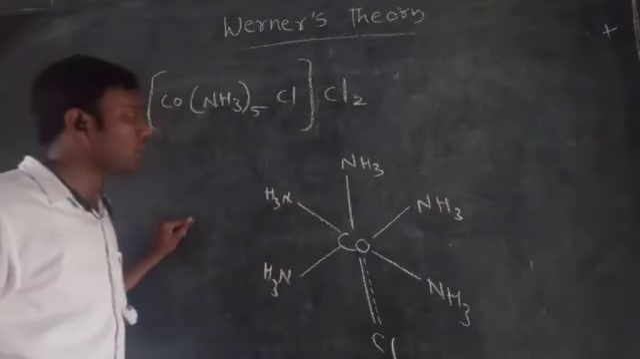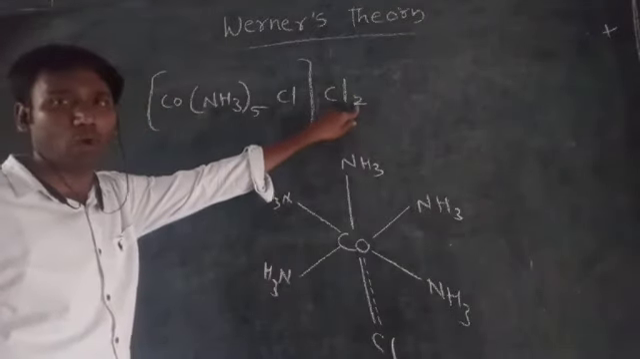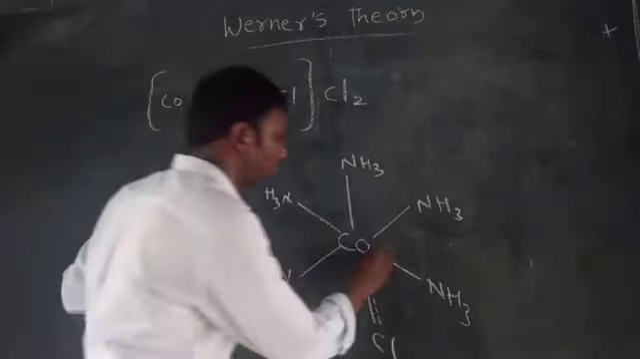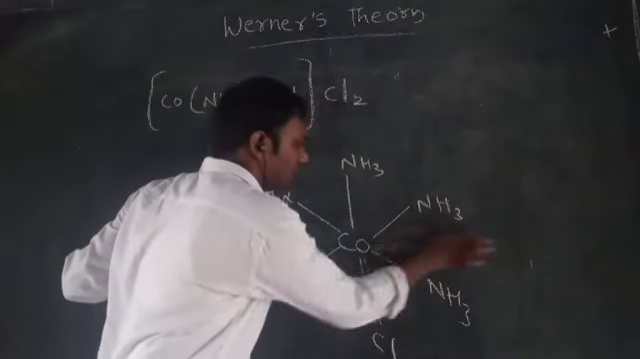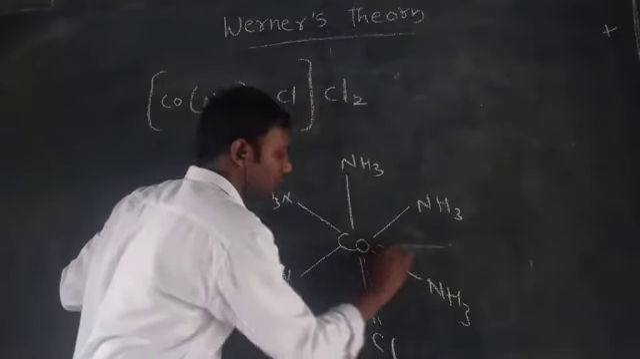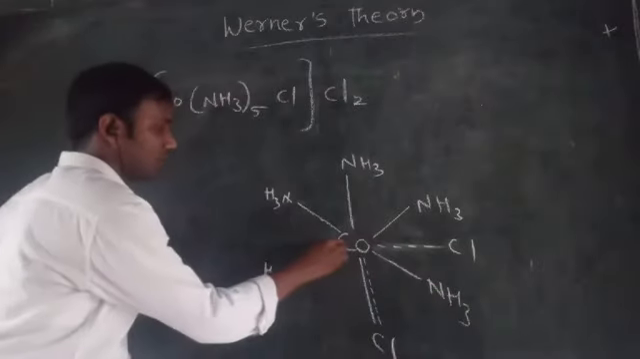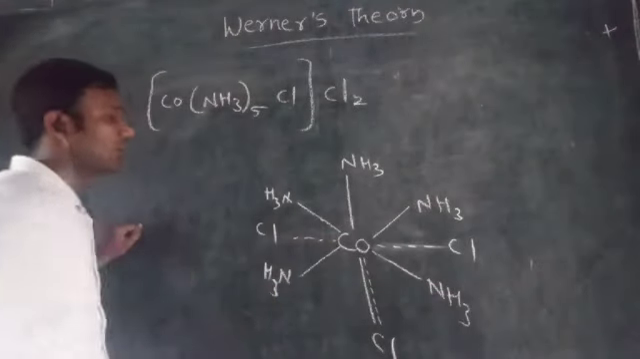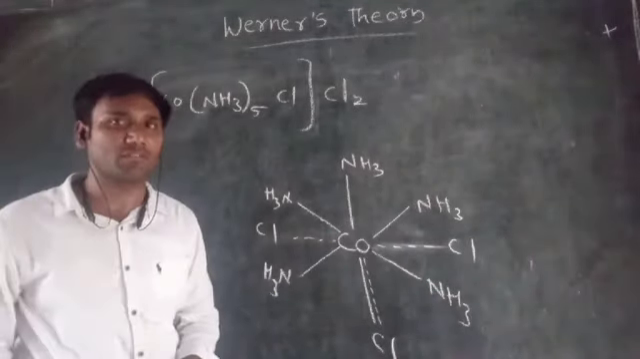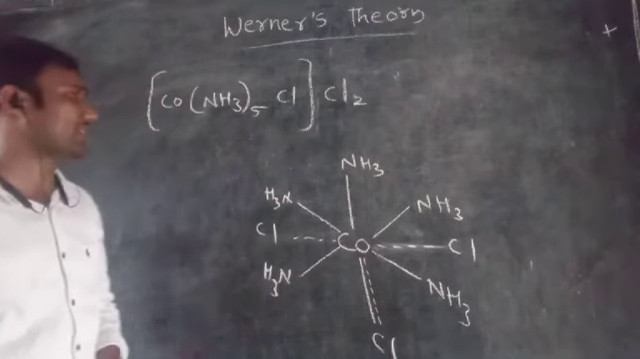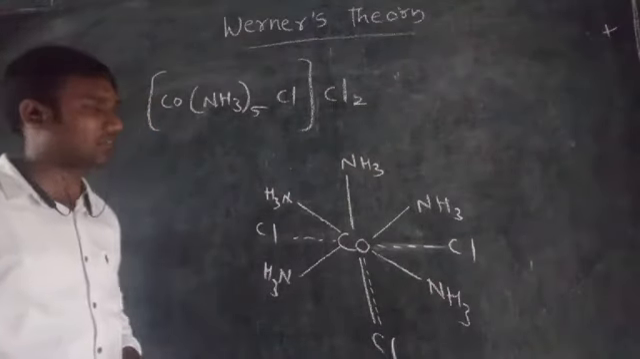Right? So now how many counter ions are there? 2 counter ions are there. The 2 counter ions you have to show with a dotted line. So this is one of the counter ions and this is one of the counter ions. Now this is the structure of what? [Co(NH3)5Cl]Cl2. So this is the coordination complex.